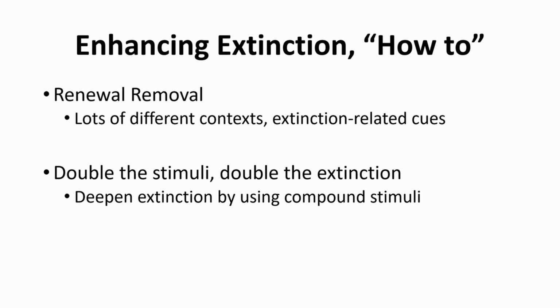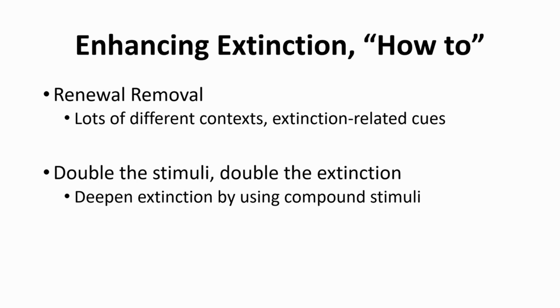For extinction-related cues, this could be as simple as reminding yourself to think back to the therapist's office where you first underwent extinction, and remembering that to generalize to this new situation. Or if you were always listening to calming music during your previous extinction trials, then bringing that music with you to new environments could help as well. So having lots of different contexts or bringing some of the cues that you already associated with extinction into new environments can help get that extinction to generalize to new situations.